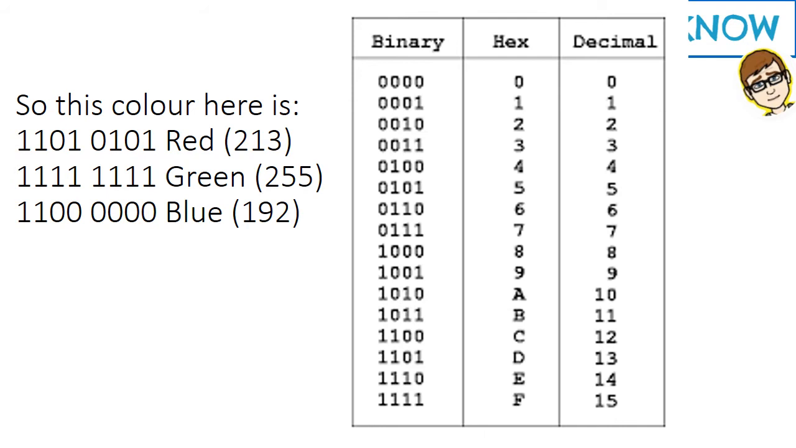For example, one colour could be made up of a collection of red, which might be 11010101, green set at 255, and blue as 192. When you mix that red, green and blue together, that creates the colour we want.